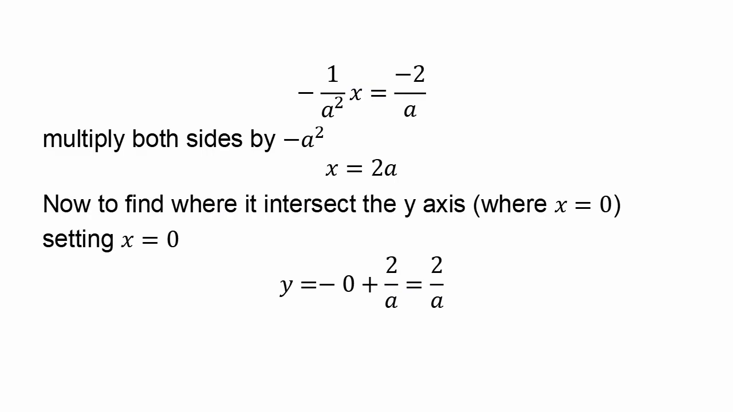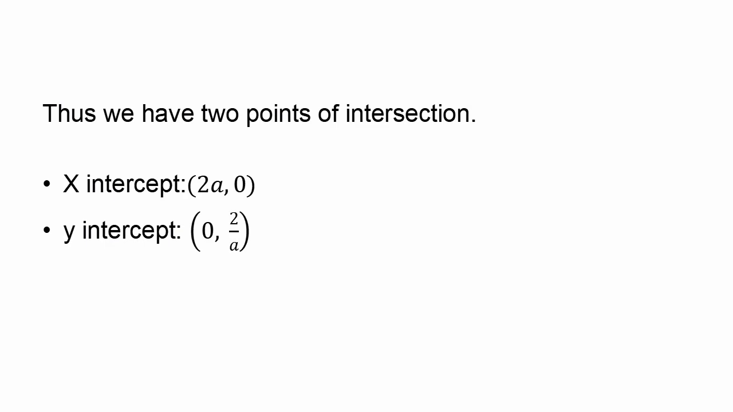Now to find where it intersects the y-axis, where x is equal to 0, setting x equal to 0, y is equal to -0 plus 2 over a, which is equal to 2 over a. Thus we have 2 points of intersection. The x-intercept is (2a, 0). The y-intercept is (0, 2 over a).